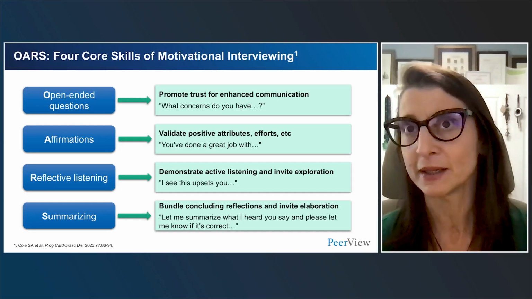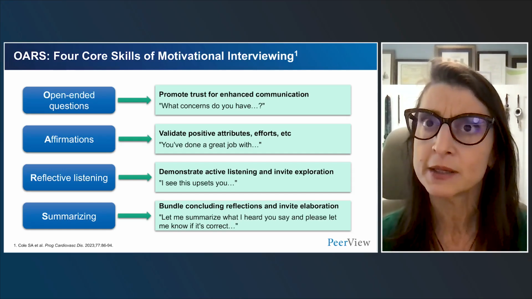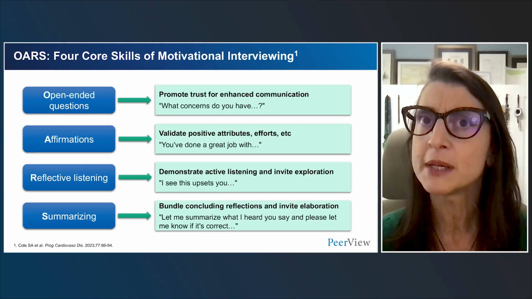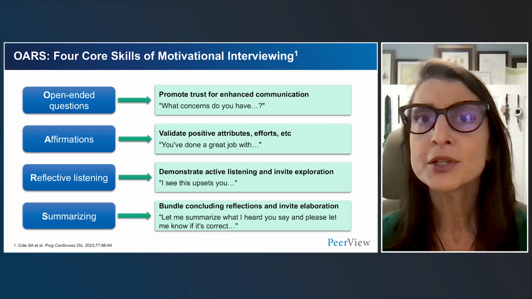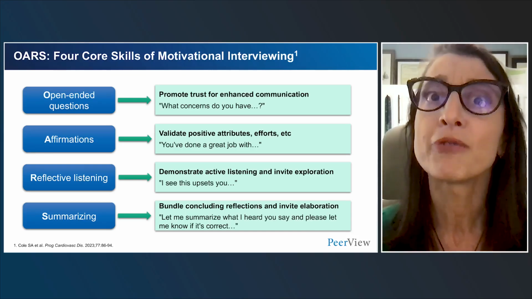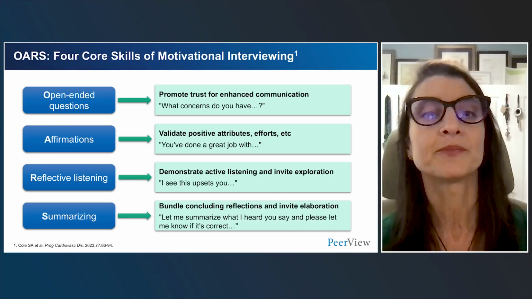And then summarizing what they have said. This is what I'm understanding is the issue. These are your concerns. Please let me know if I've misheard you. And then also inviting them to summarize what they have understood from you to have said, so that you can clarify if there was anything.